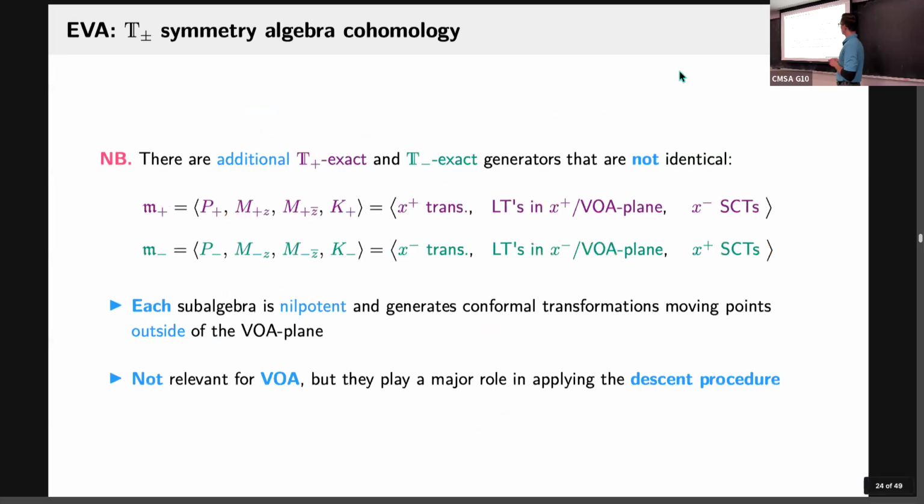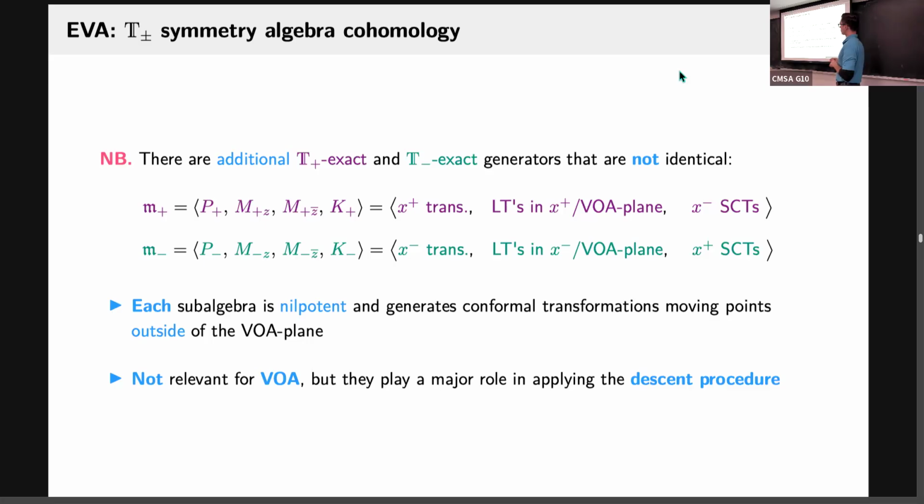Good. And one thing to note before moving on is that there are actually additional T plus and T minus exact generators that don't coincide. In particular, there's a sub-algebra which I'm calling M plus, and another sub-algebra which I'm calling M minus. They are each nilpotent, and they generate conformal transformations that move points outside of the VOA plane. So they're sort of mixing the light-like and the complex coordinates of the VOA plane.